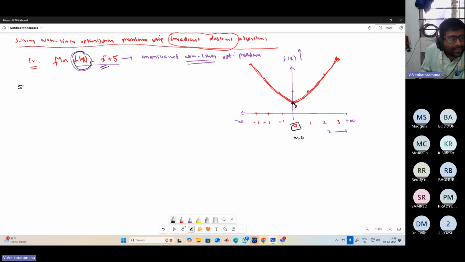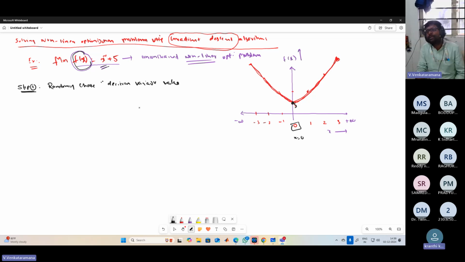So in the gradient descent algorithm, the first step is you need to randomly choose a decision variable value. So what is the decision variable here? X is our decision variable.